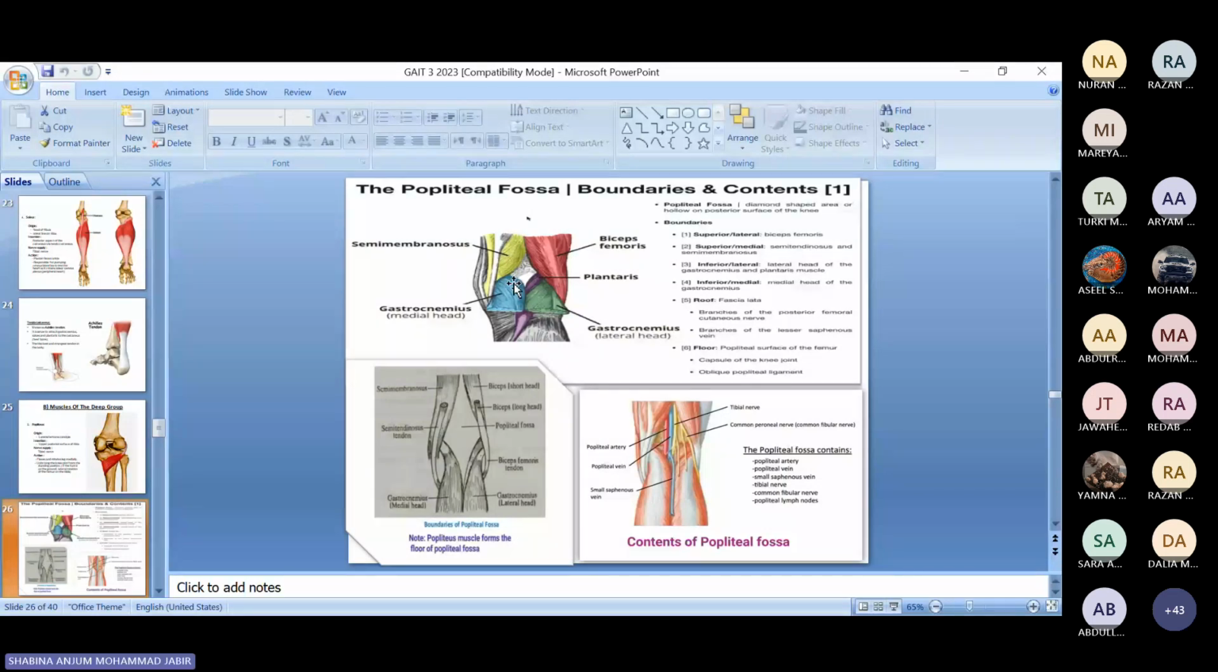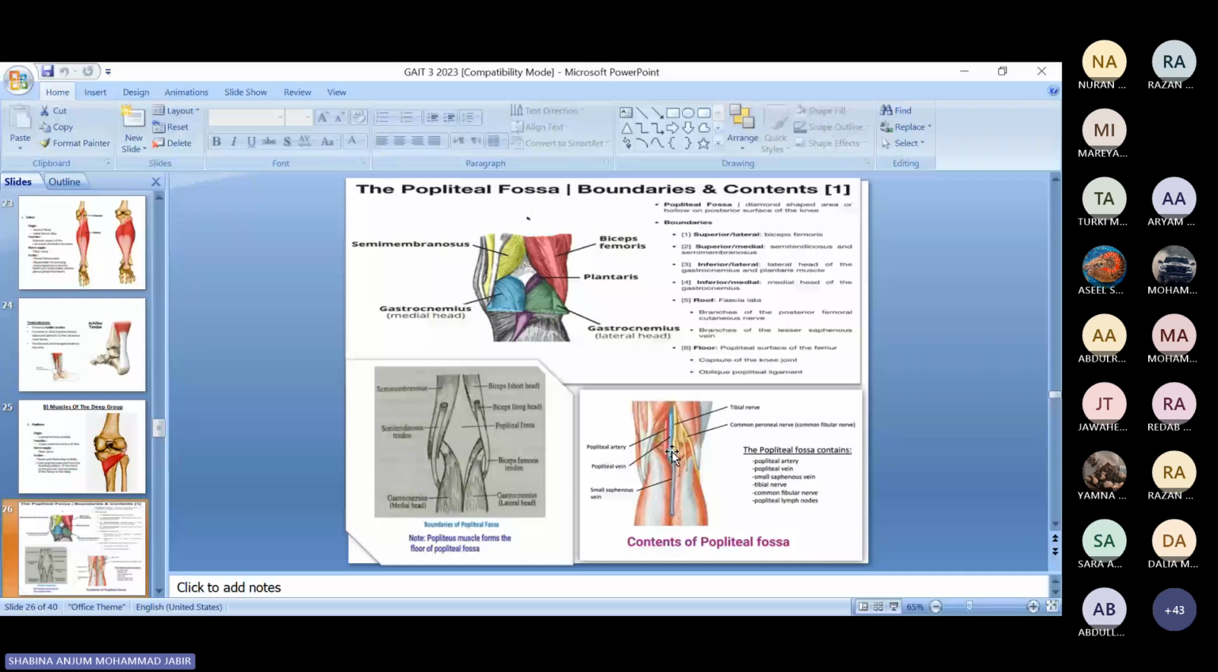Then what are the contents present here? Very important, we have the popliteal artery, the popliteal vein, then the small saphenous vein. If you remember, the small saphenous vein comes from the dorsum of the foot. Then we have here the division of the sciatic nerve. What are the two divisions you can see? The tibial and common peroneal. Then we have the popliteal lymph nodes. And then just remember the popliteus muscle.